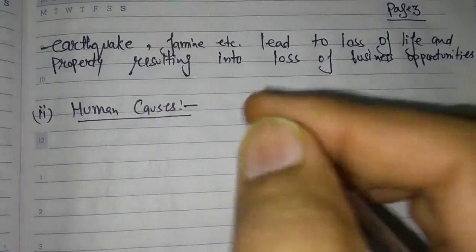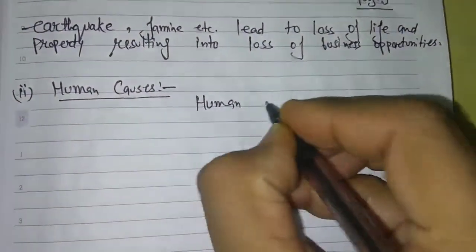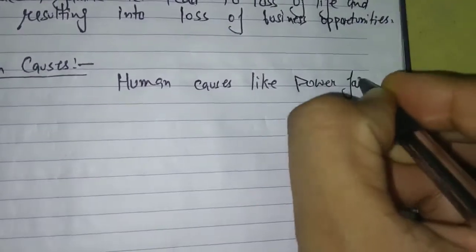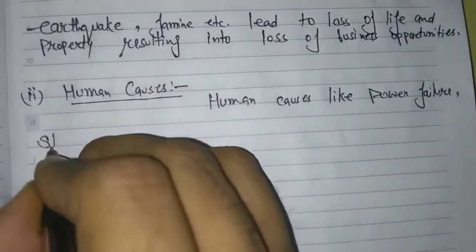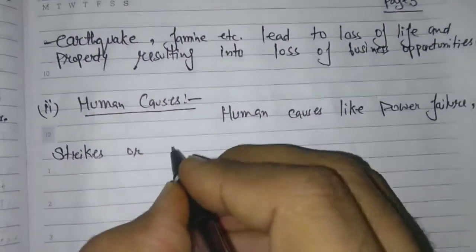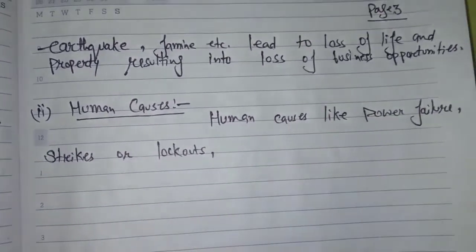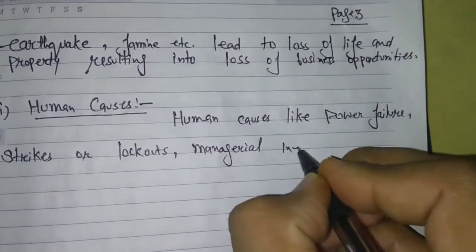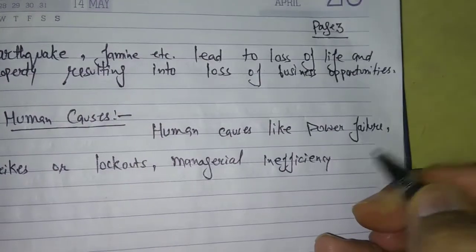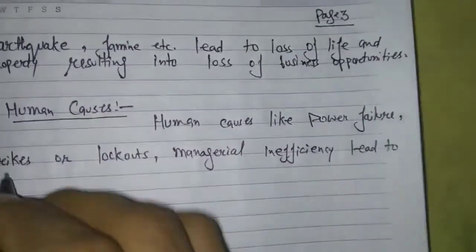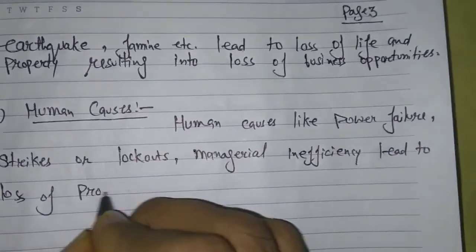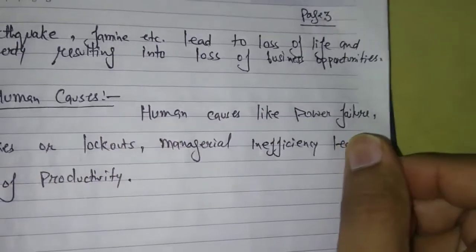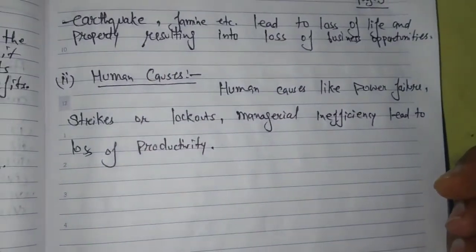Human causes like power failure, strikes or lockouts, managerial inefficiency, lead to loss of productivity. Okay, so it will be related to that. The result is the business will suffer the loss, the business will bear the risk.